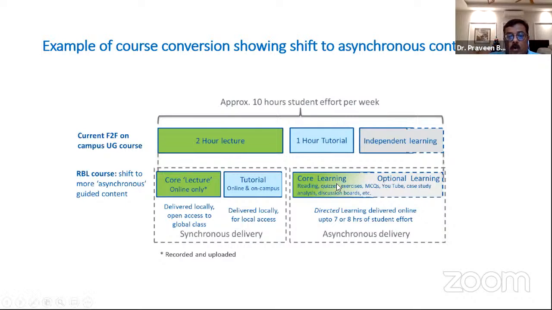Now, for all the core learning, we have to make sure that the students do not miss out whatever is required to achieve the course learning outcomes. So that will definitely be available online. That is what we call asynchronous delivery. Is that only the lecture material? No, we will be having directed learning, that is reading, quizzes, exercises, MCQs.